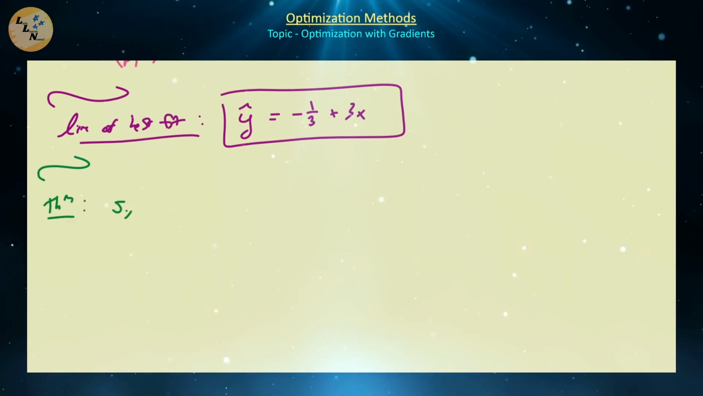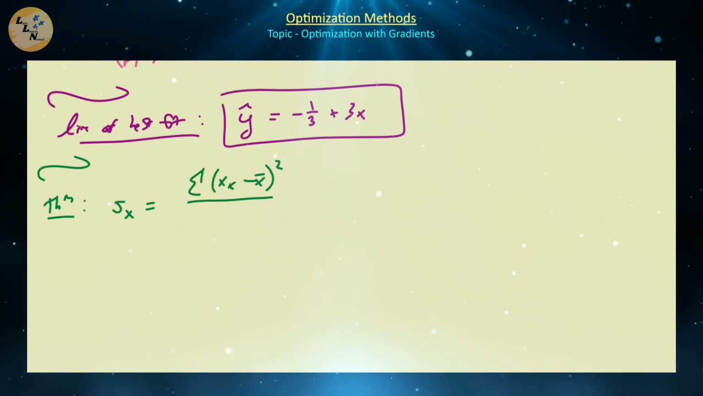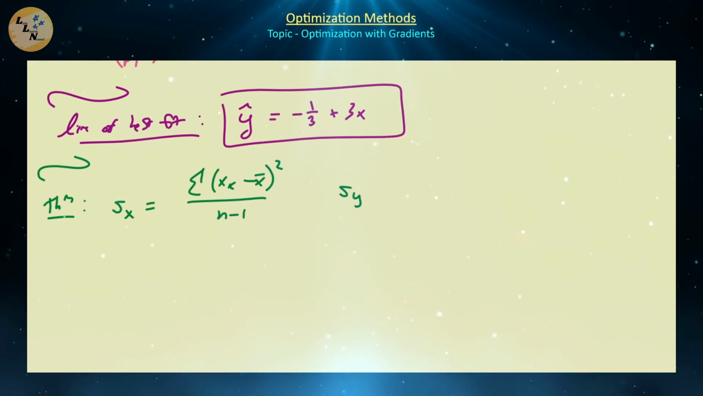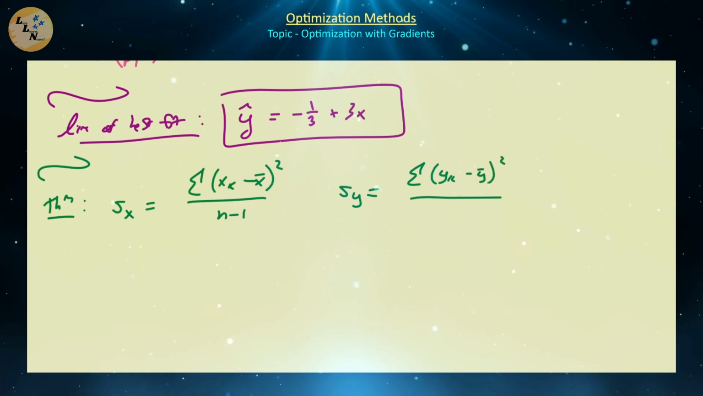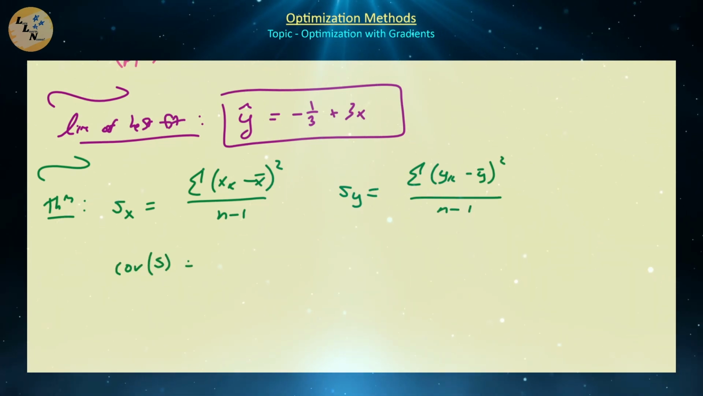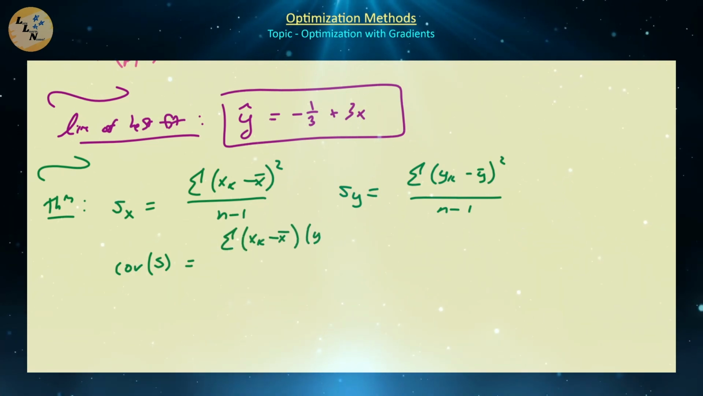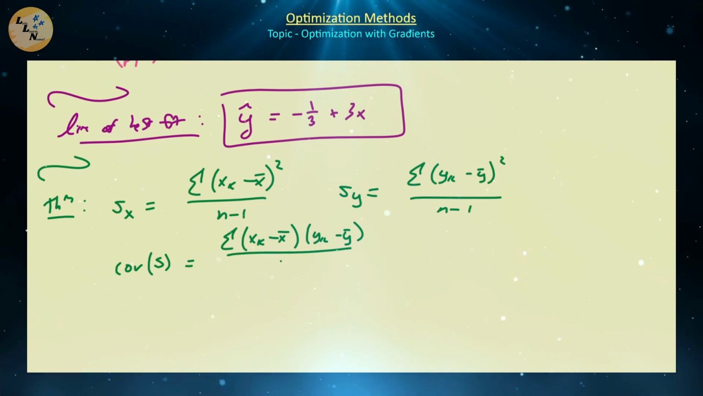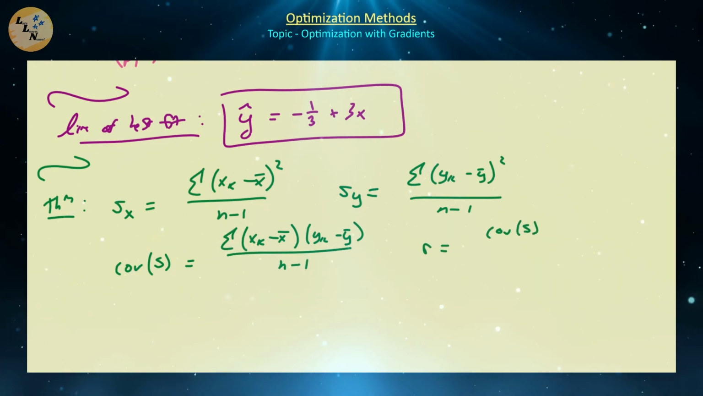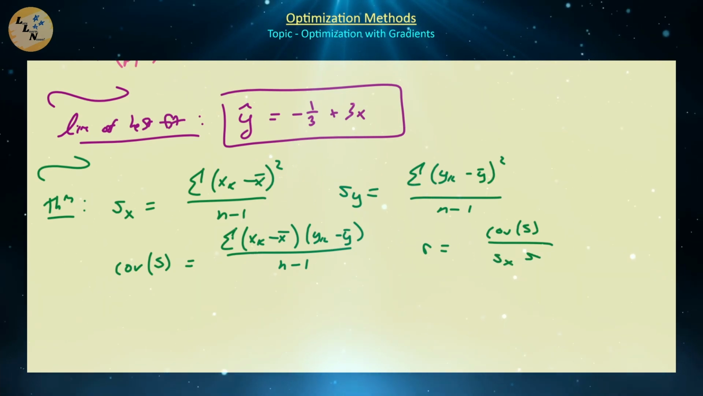So what we're going to do is define the standard deviation of x to be equal to the square root of the sum of our xk minus the average of our x's, squared, divided by m minus 1. The standard deviation of y is a similar formula, yk minus y bar, the quantity squared, divided by m minus 1. The covariance of a data set can be found by doing the sum of the products of xk minus x bar times yk minus y bar, all divided by m minus 1, and the correlation coefficient can be found by doing the covariance s divided by sx times sy.